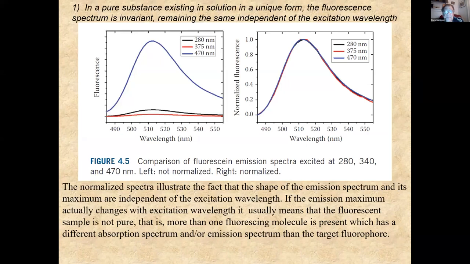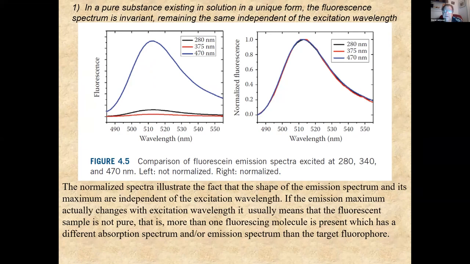Now, let's look at that in a little more detail. So here's fluorescein in a cuvette, the emission spectrum, and this is a solution that's being excited at 470, this blue line, and also at 375, this red line, and at 280, this black line. And all I did to take this data was change the wavelength of excitation. But you can see that you get much more emission when you excite at 470 than the other ones.